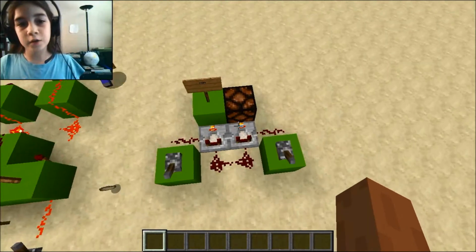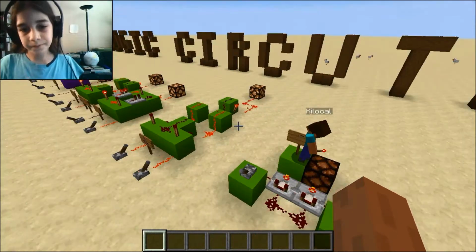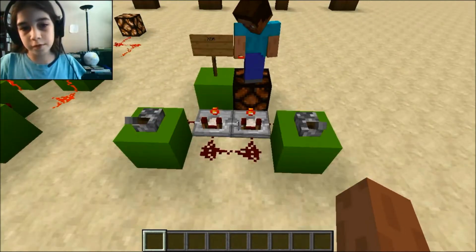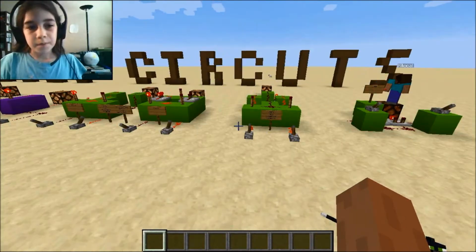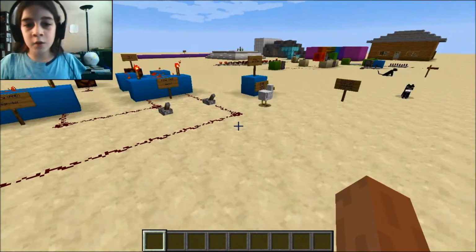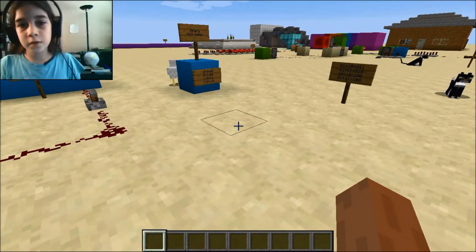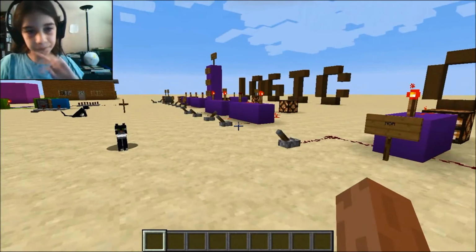And now here is another XOR. It's even more compact. And these are comparators in subtract mode. So, there are all of those ones. And now we got another one from using two of those.